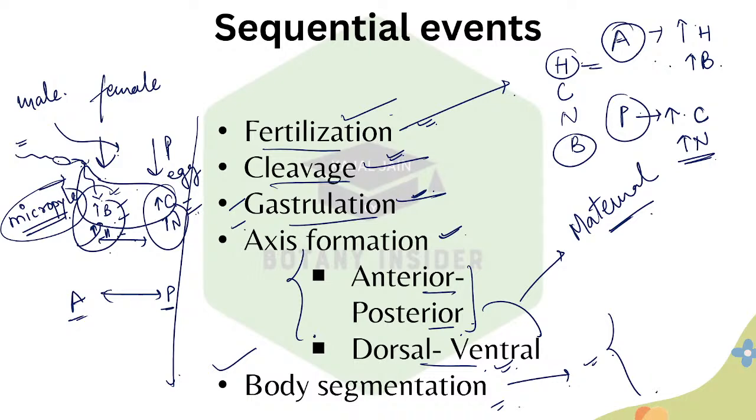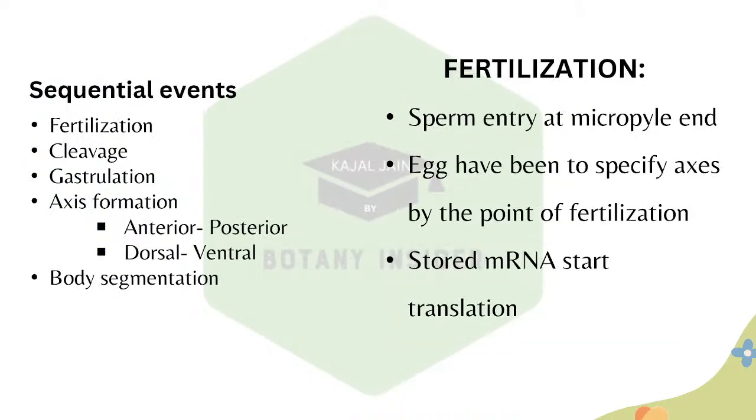Right, let me show you one diagram. It will make this particular topic more clear. So see over here, the sperm entry occurs at the micropyle end. There's a specification of the axis, at the point at which the entry of the sperm occurs, the specification of the axis is occurring.